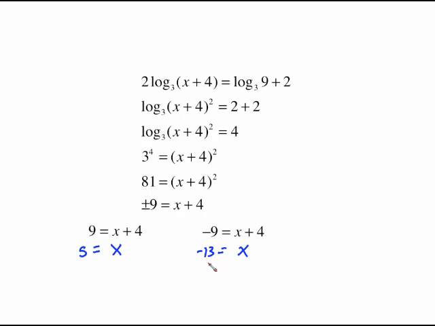As far as checking goes, with this one, if I put 5 right here, 5 plus 4 is 9. Log base 3 of 9 is 2. 2 times 2 is 4, which is what we have on this side. But if I do my negative 13 right there, I've got a problem, because negative 13 plus 4 is negative 9. That would be taking the log of a negative number. Therefore, that gets thrown out, and this is the only solution that we keep.